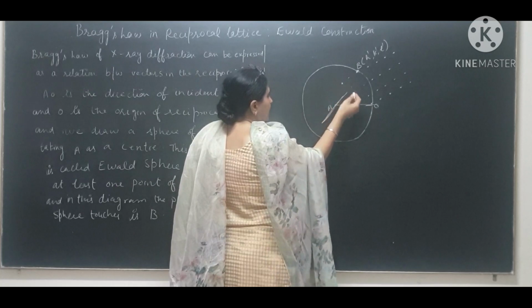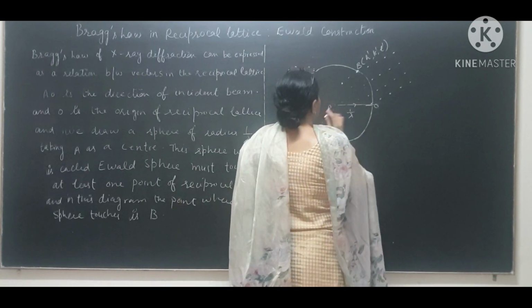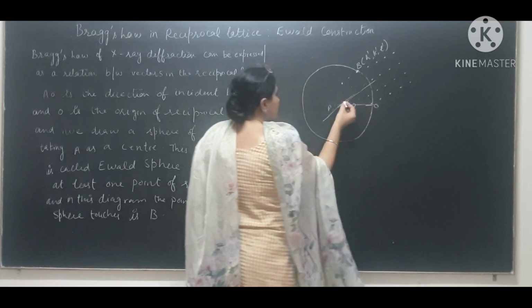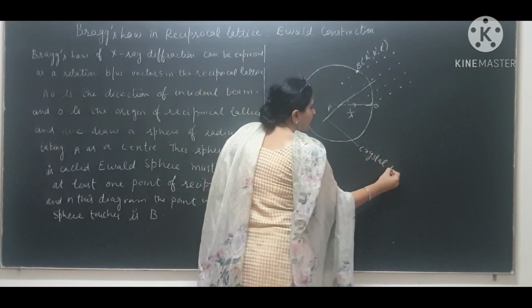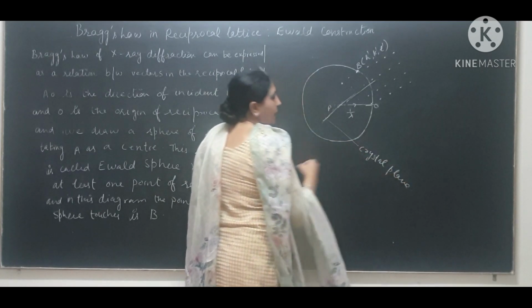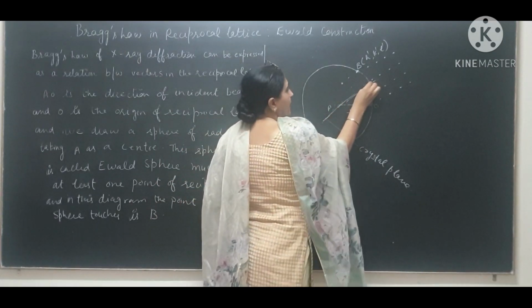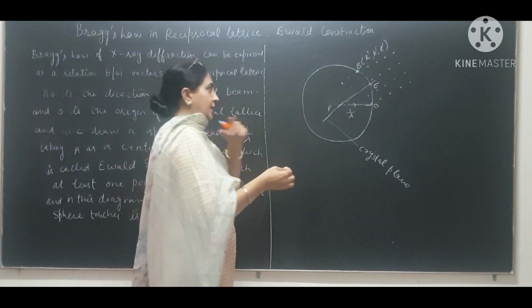So if this is a crystal plane, this is a crystal plane here. So this is a crystal plane, and it touches this sphere at point, say, E. It touches this sphere at point E.